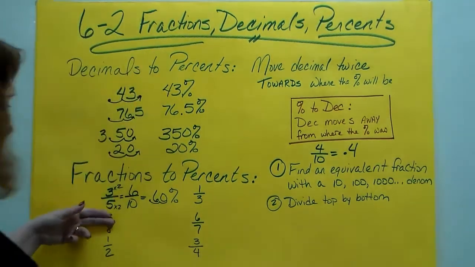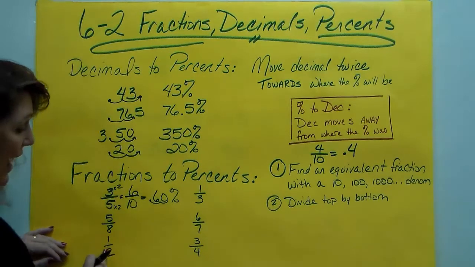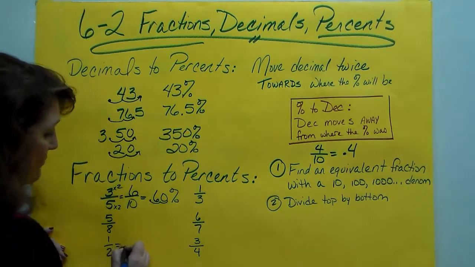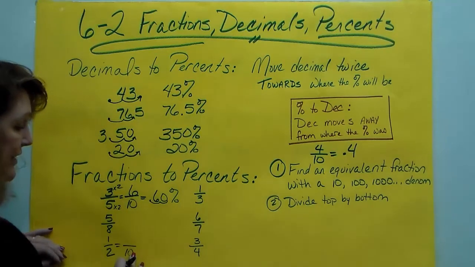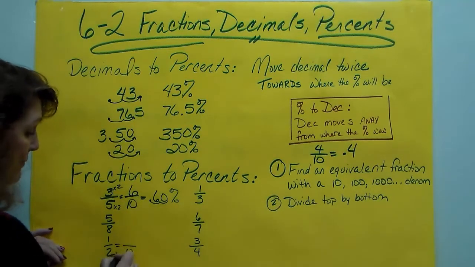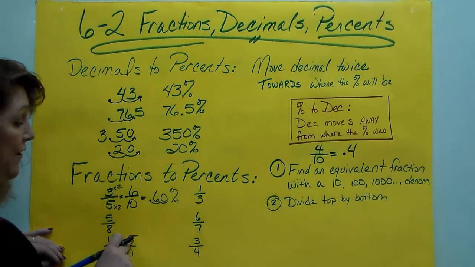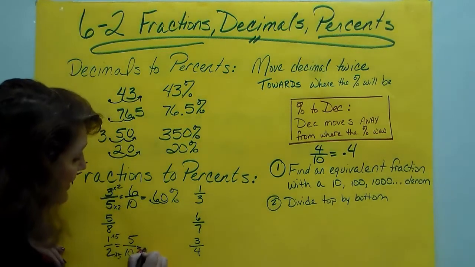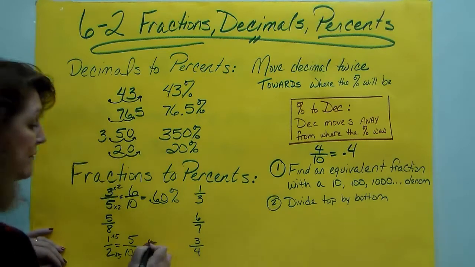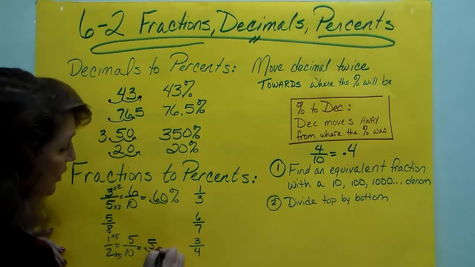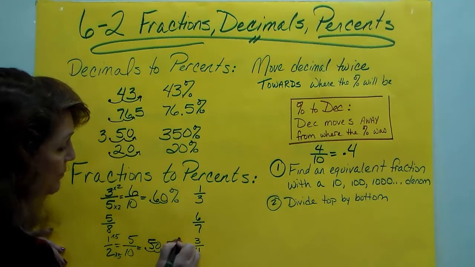We're going to skip this one for a second. We're going to do another easy one. 1/2. Halves, 2s, I can make easily into 10s. I can make this easily work into something over 10. Times 5, and I've got 5/10. 5/10 is the same as 0.5, and I move the decimal over, and I have 50%.